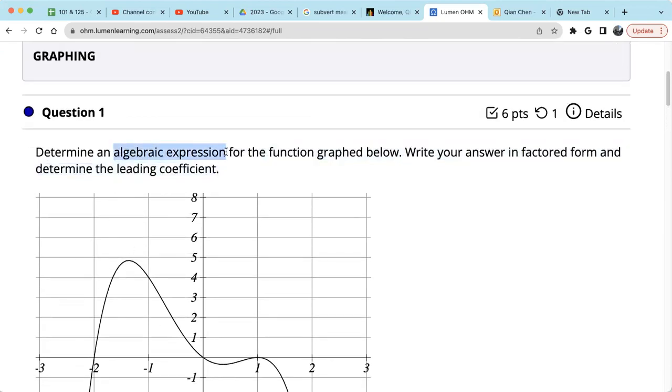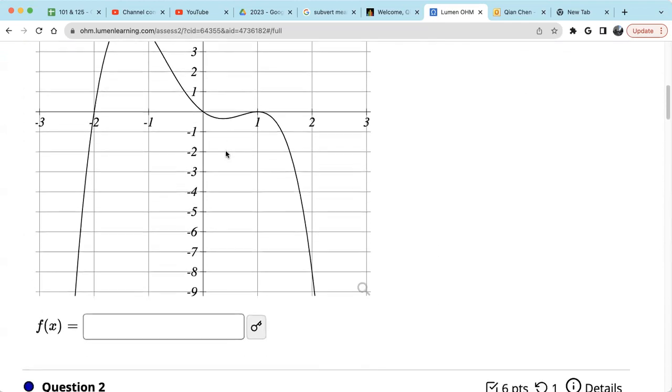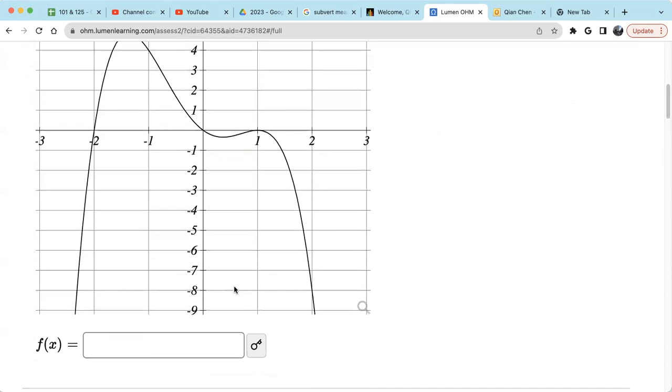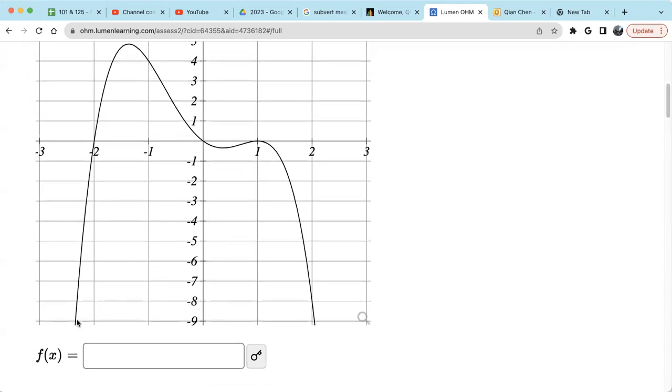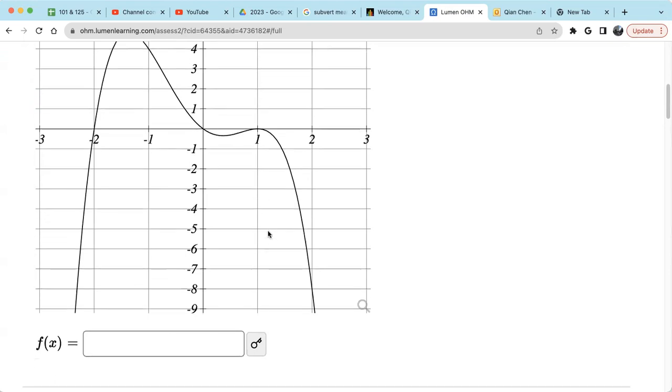What do we mean by algebraic expression? If you see f of x equals x cubed minus x, representing with numbers and variables, that's called an algebraic expression. For this one, we know this is an even degree polynomial, because it's one piece of string. The domain is every real number. And the end behavior goes down to negative infinity on both ends, so we know the leading coefficient is negative. So I have two pieces of information already.